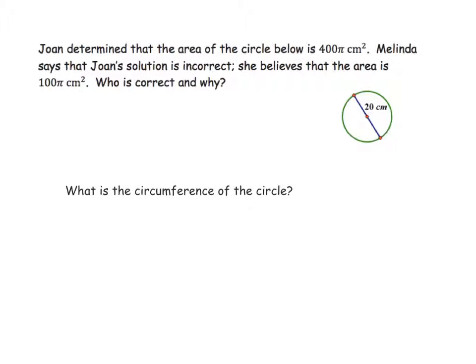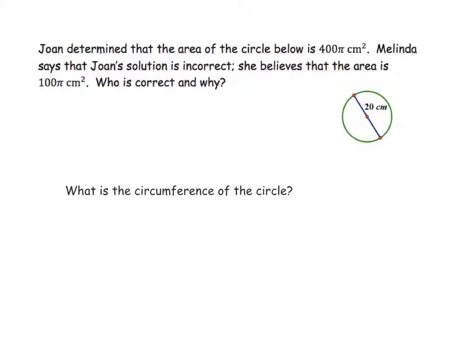All right, last problem. Joan determined that the area of the circle below was 100 pi squared. So because the pi is in there, we know that this is an exact measurement, if this is true, because that pi was left in there. She didn't multiply it by the pi button or 22/7 or 3.14. Melinda says that she is incorrect and she believes the area is 100 pi centimeters squared. Who is correct and why?